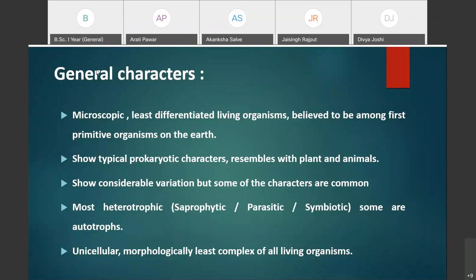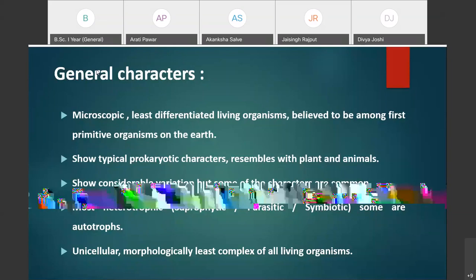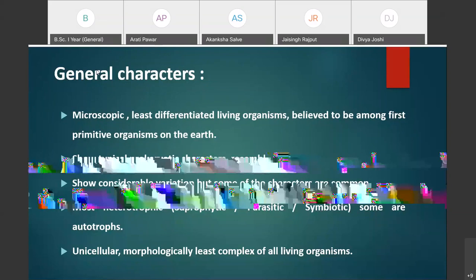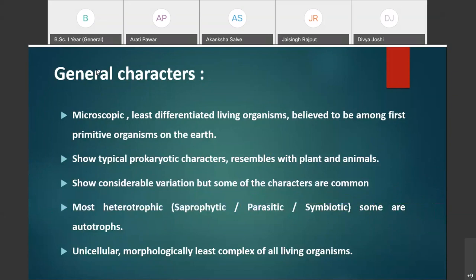While some of the bacteria are autotrophs, because some bacteria possess chlorophyll pigments. Okay, and this particular type of chlorophyll pigment is called bacteriochlorophyll. As they possess the chlorophyll pigment, they can synthesize their own food material.